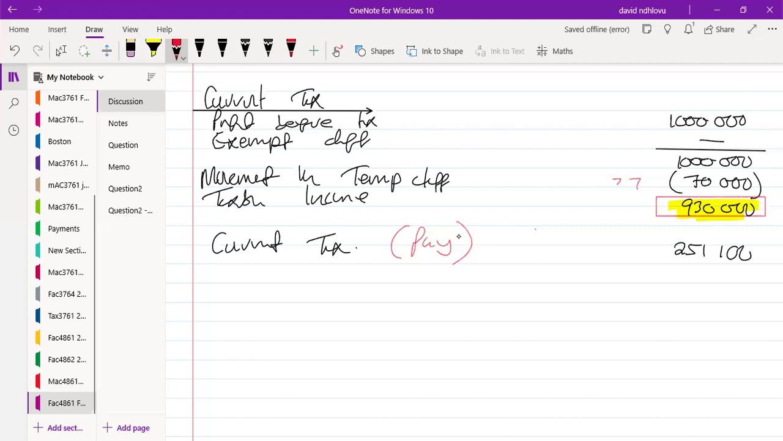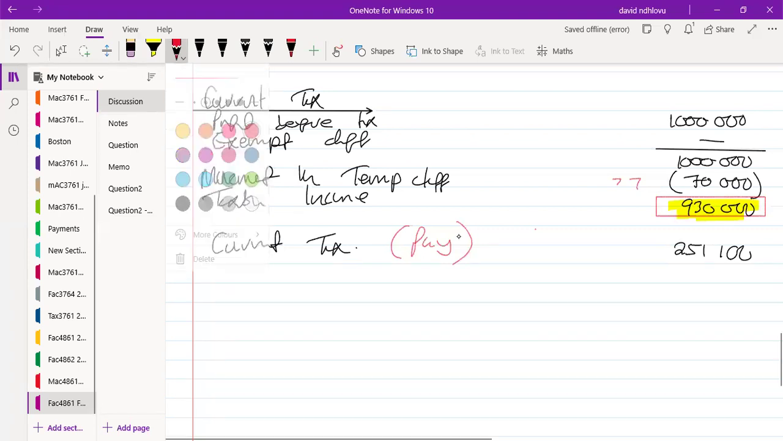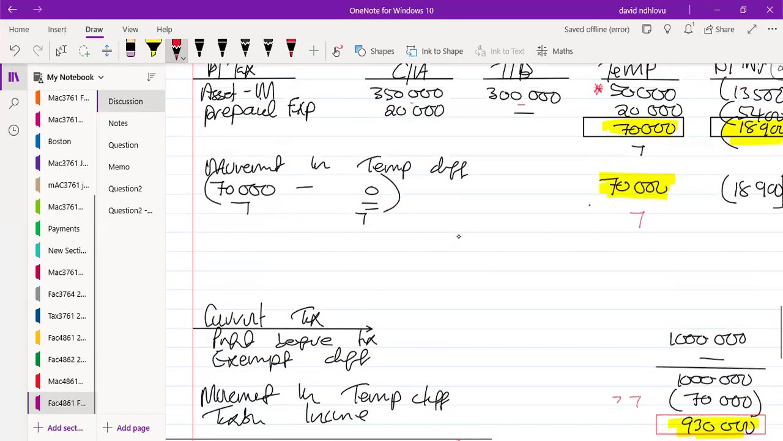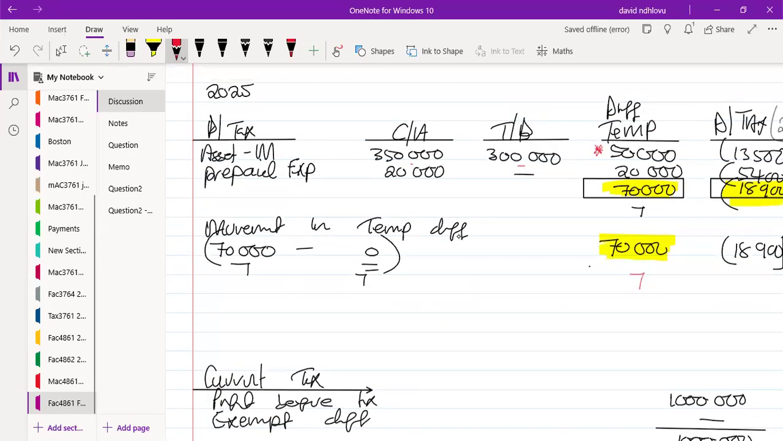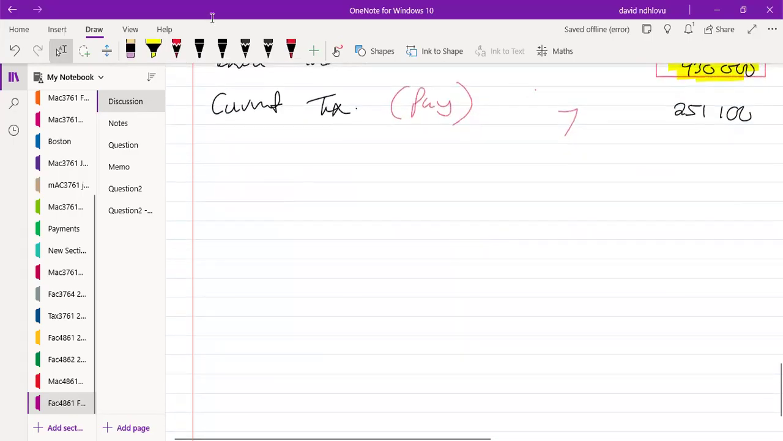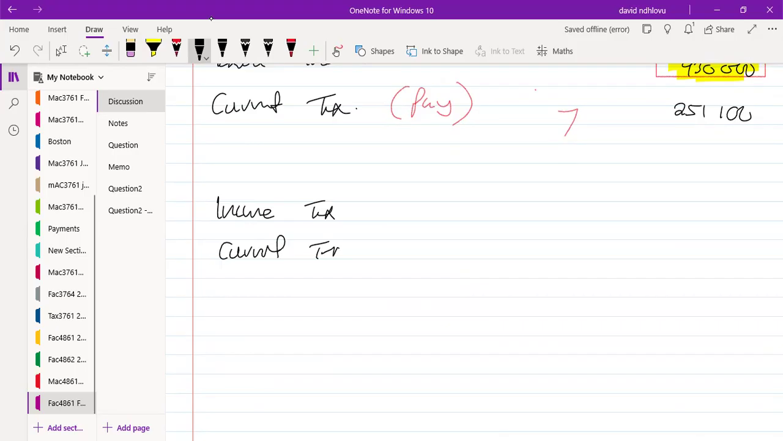So what have we now? We now have the current tax amount. We now have the deferred tax amount. So now we can calculate income tax by saying what is the current tax amount? 251,100.